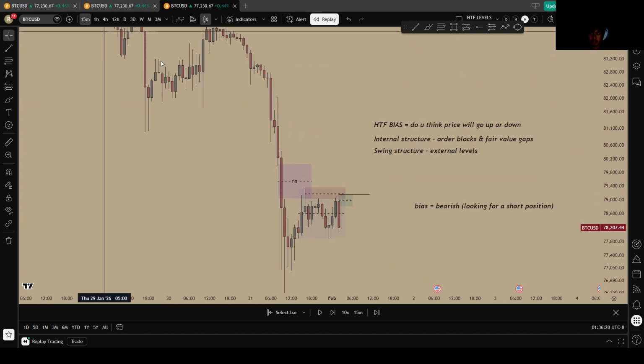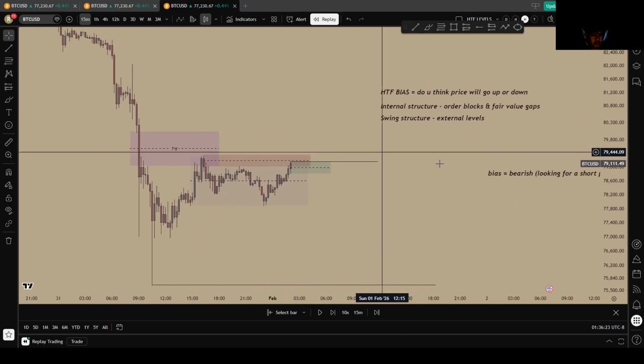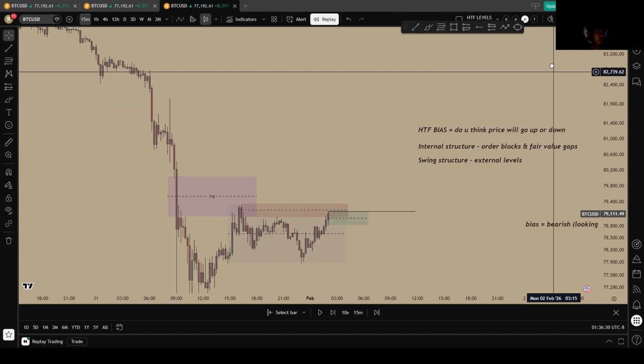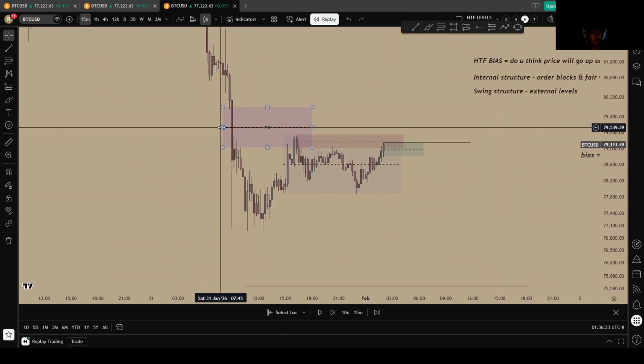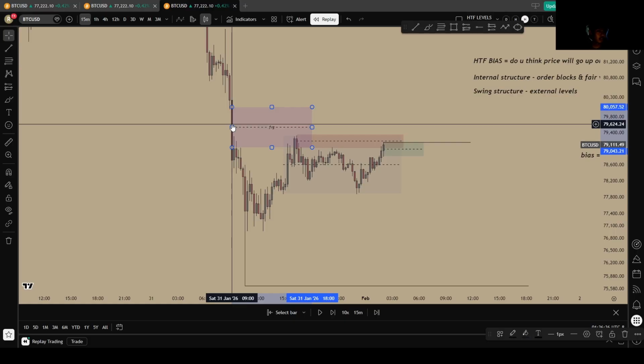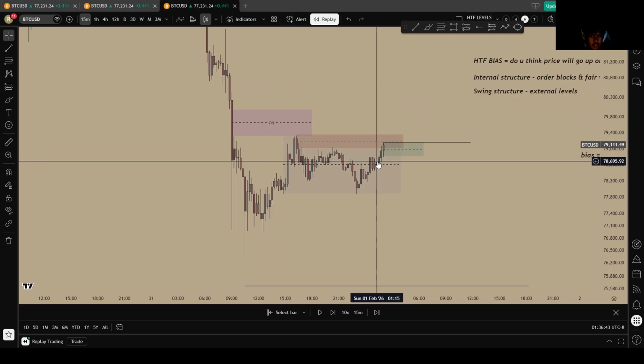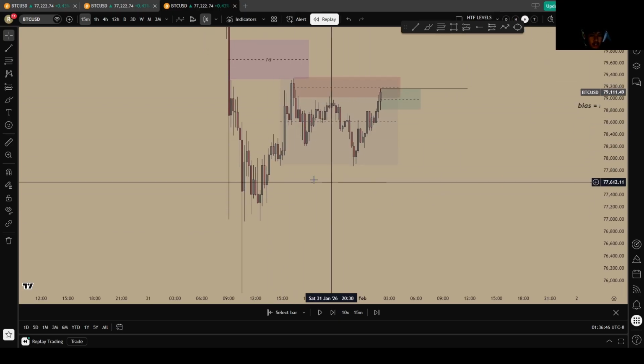Now, with that in mind, we also have to identify liquidity, right? The reason we should be identifying liquidity is because we have to answer the question, where's price likely to go next? Our bias is bearish, with all the signals that we have right now, but based off that information, knowing that price is bearish, where is it going to go next? So this is where we have to analyze the structure in here, right?